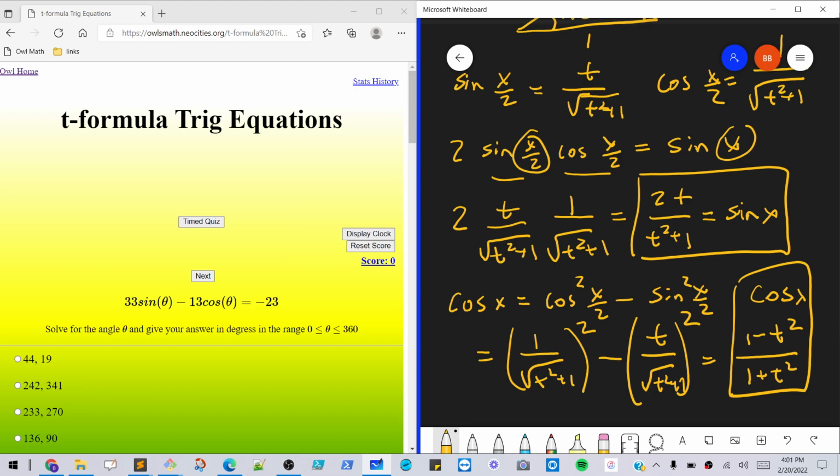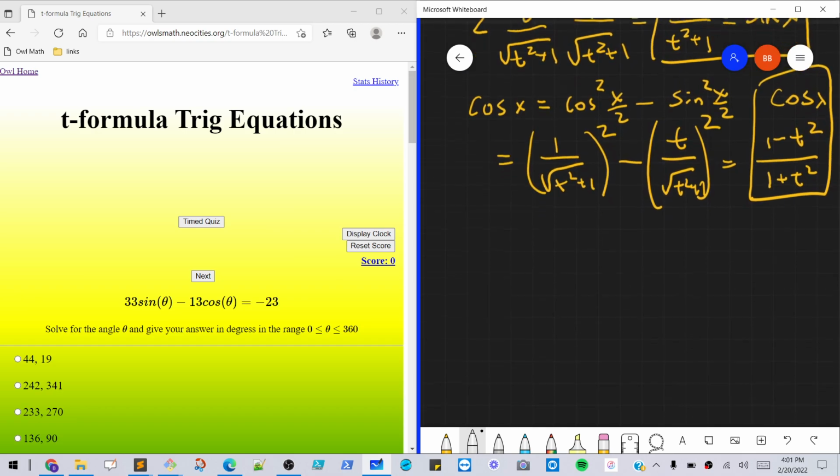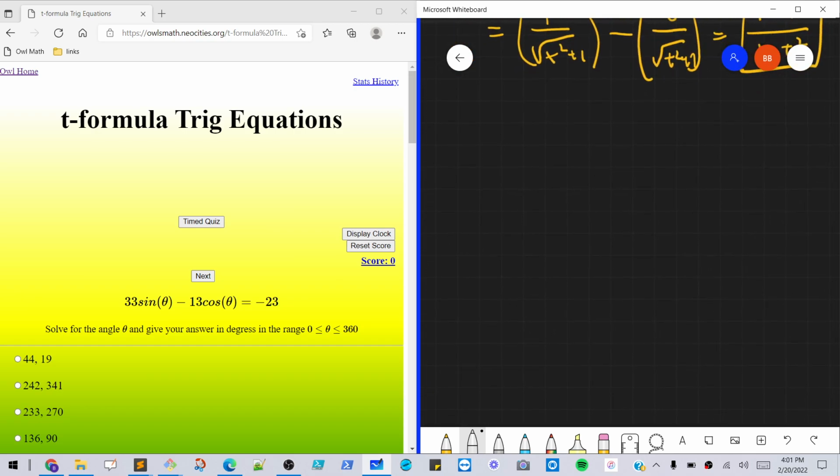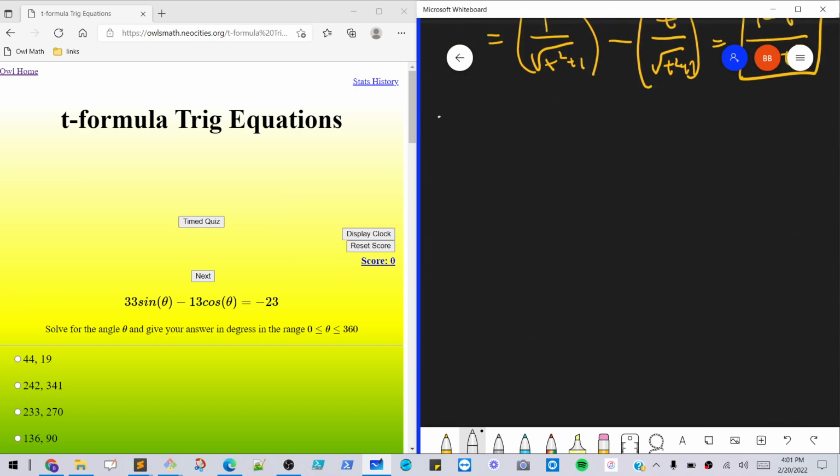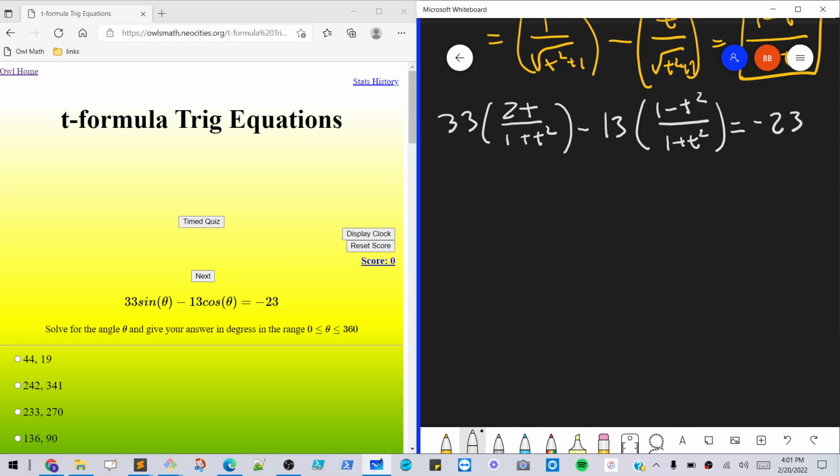So then we'll come back. Just going to scroll down and we'll use this on our equation on the left. So we're just going to plug into this equation. We have 33 times our sine value, which is going to be 2t over 1 plus t squared, minus 13 times 1 minus t squared over 1 plus t squared, and that's going to equal negative 23.